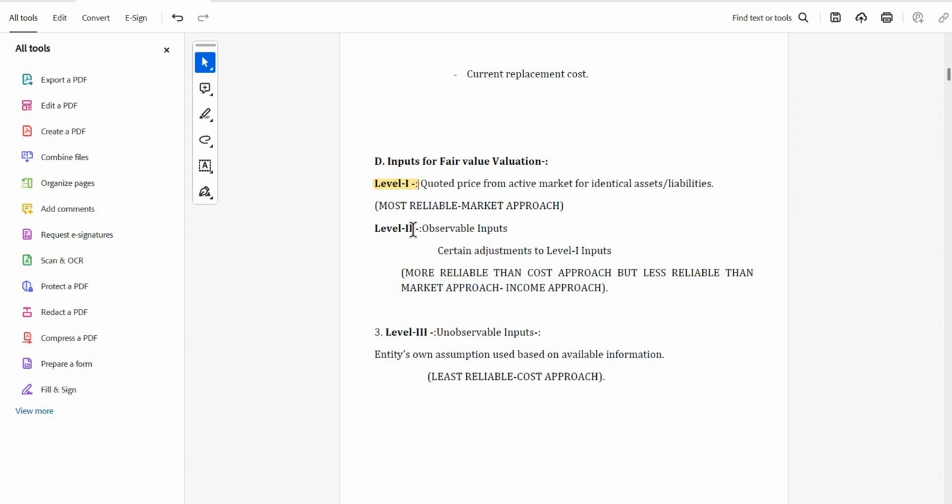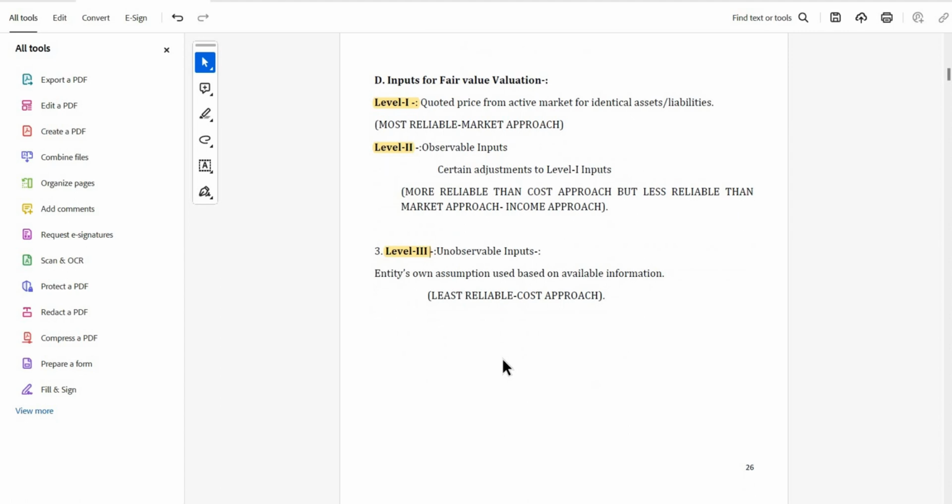Level 2 is observable inputs, that is certain adjustments to level 1 inputs. The level 1 inputs are the basic inputs and we just have an add-on, that is the level 2 adjustment, and level 3 are unobservable inputs which we cannot observe. That is, it is based on the entity's own assumptions. It is the least reliable approach.